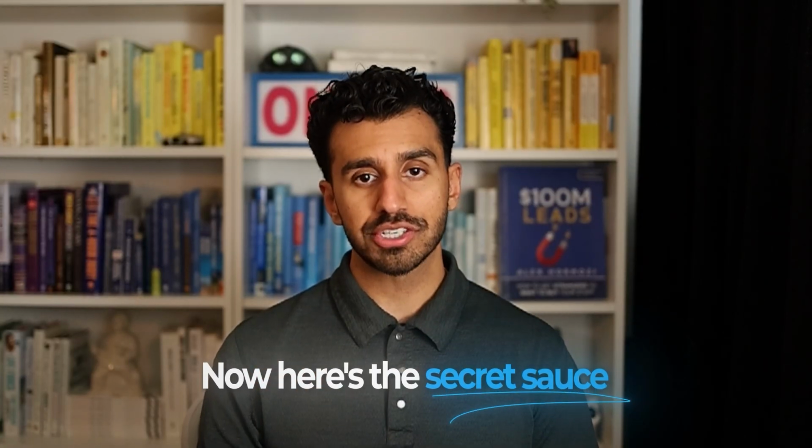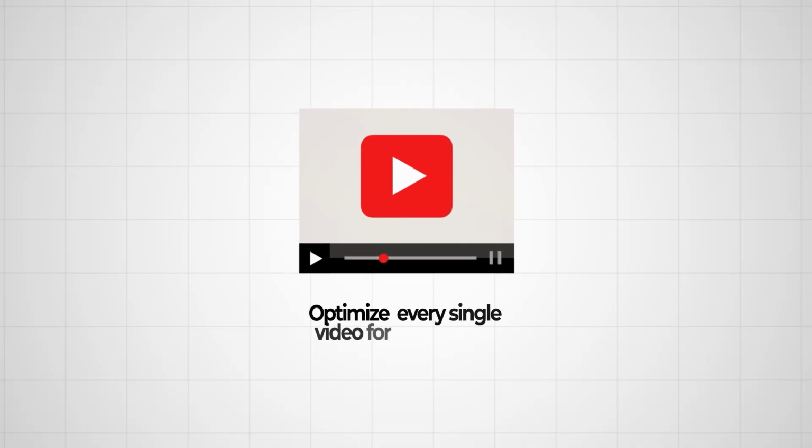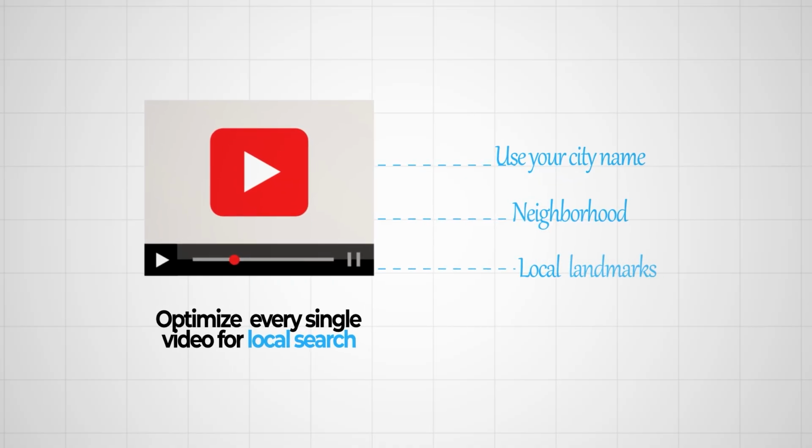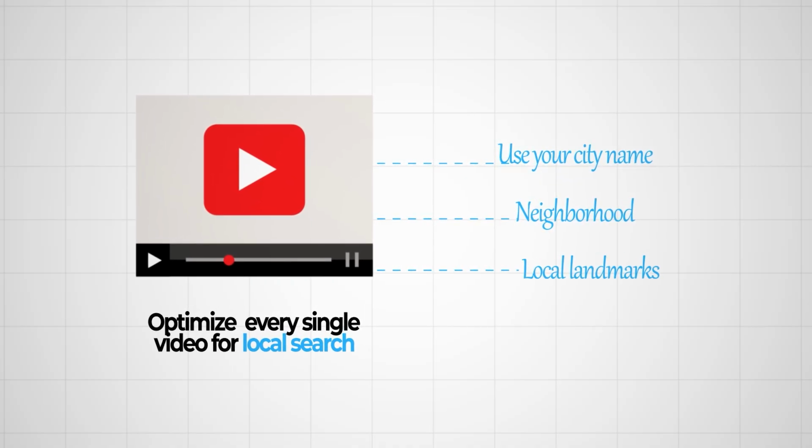So why homes in our area are actually taking longer to sell, and the 3 things that you need to do to stand out. Or the hidden costs of buying in Vancouver that your mortgage lender won't tell you. Now here's the secret sauce. You're going to want to optimize every single video for local search. Use your city name, neighborhood, and local landmarks in your titles, descriptions, and throughout the video.